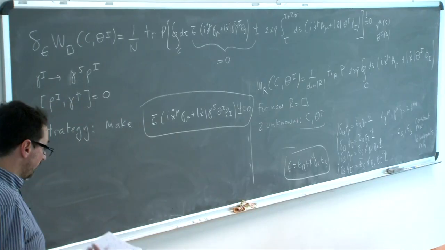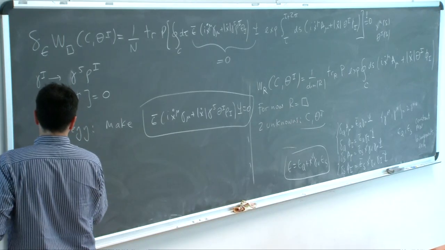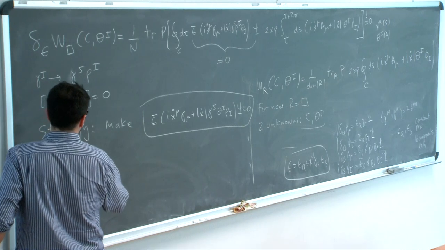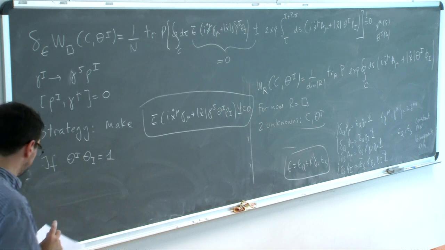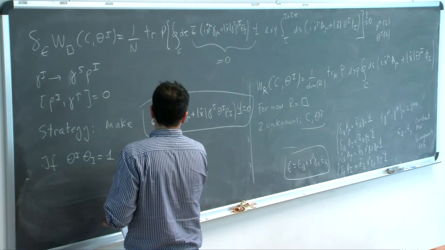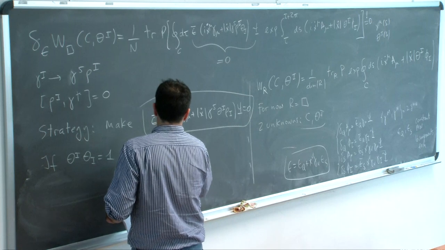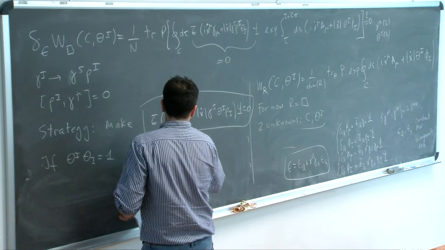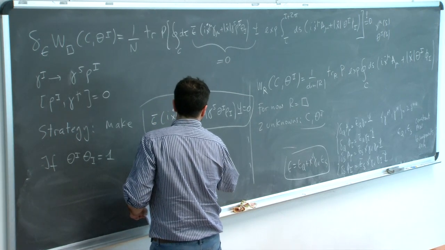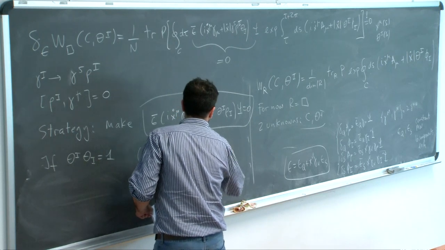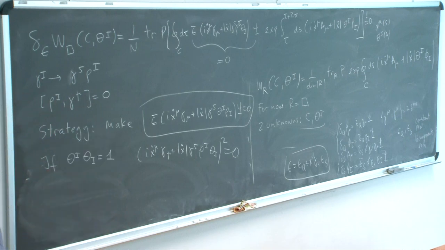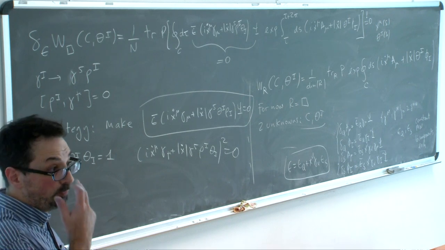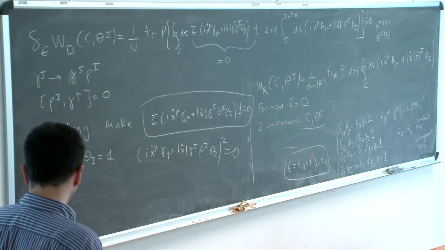Okay. The first observation is that if theta I is a unit norm vector, then we get that this guy squared is zero. So this operator squares to zero, so it is degenerate, and I can use it to build projectors, okay?